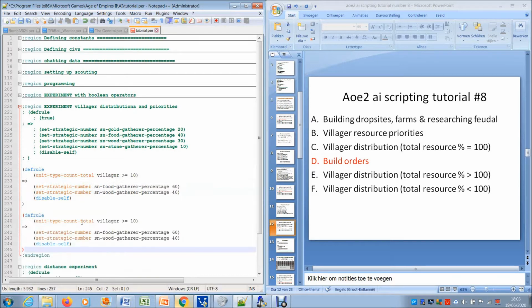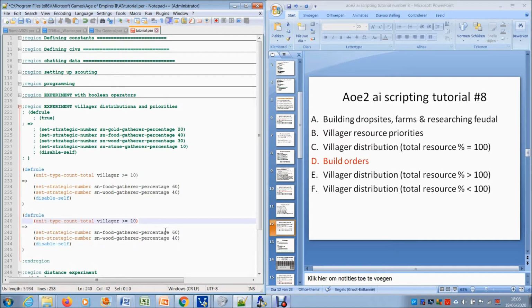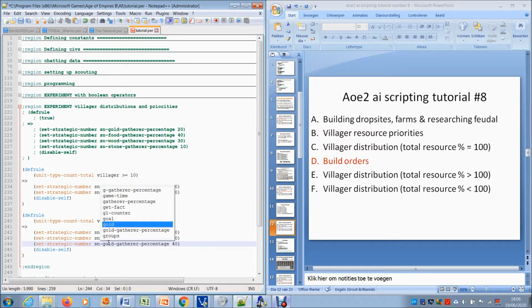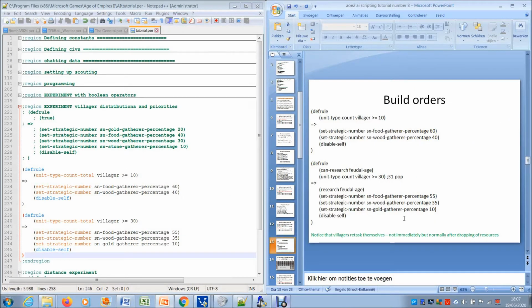A build order contains more than one step, so we're going to put in the next step. The next step of the build order will be when we have 30 villagers, for instance. We want to also start mining gold. So we have to set the strategic number of gold, and we have to see that the sum equals 100. So we'll put 55% on food, 35% on wood, and if I've calculated correctly, 10% on gold. Okay. Save. Disable self. All right. Yeah, this is what we programmed.